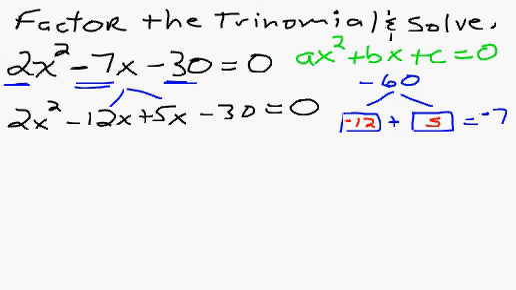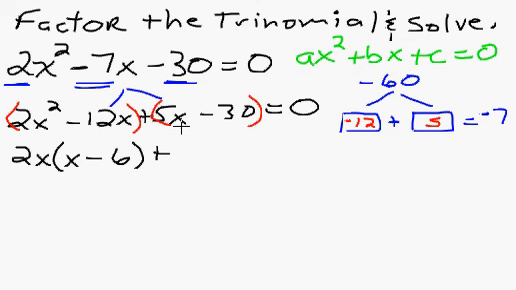Now, to continue, I'm going to factor by grouping. So I'm going to group the first two terms together and the last two terms together, and then I'm going to take a common factor out of each set of parentheses. In the first set of parentheses, we have a common factor of 2x, which leaves us with x minus 6. In the second set of parentheses, we have a common factor of 5. Take that out, and we're left with x minus 6.